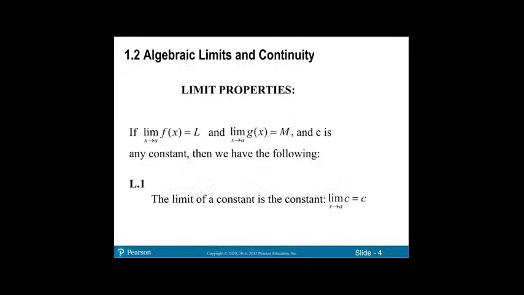So some limit properties. If the limit as x approaches a of f of x equals L, and the limit as x approaches a of g of x equals M, and c is any constant, then we have the following. The limit of a constant is the constant. As x approaches a of a constant, if it's a constant, that means it's always going to be the output. So it should be that same number, right? So the limit of a constant is the constant.